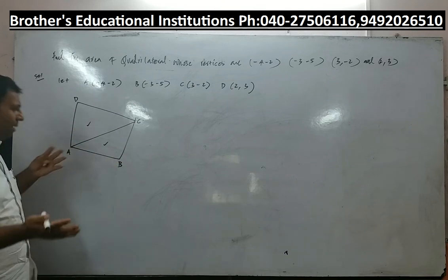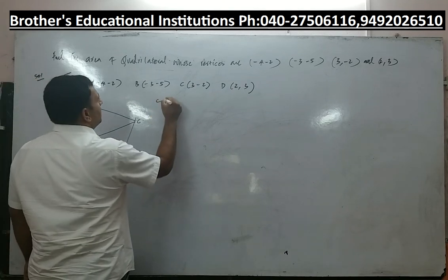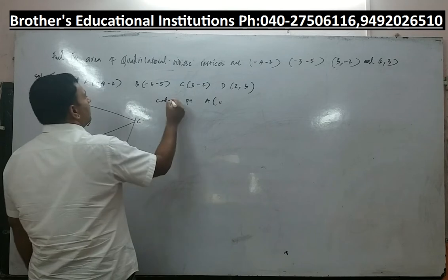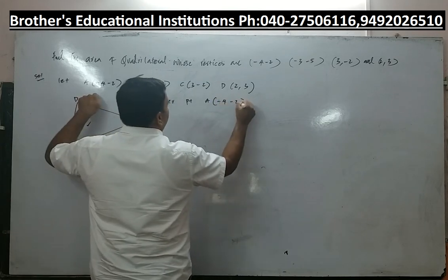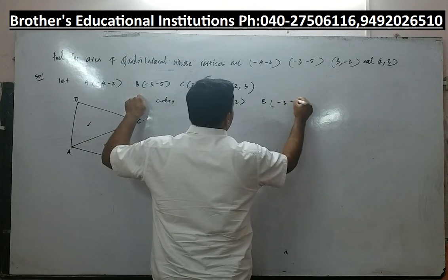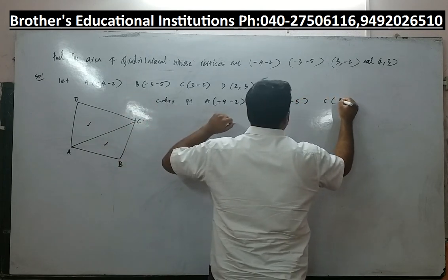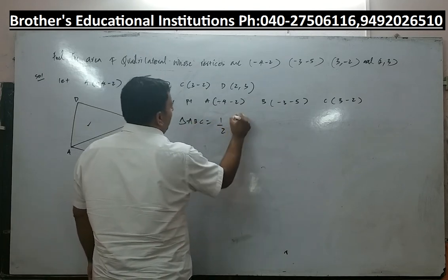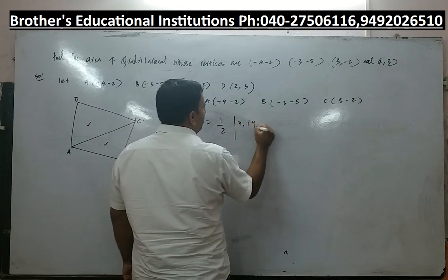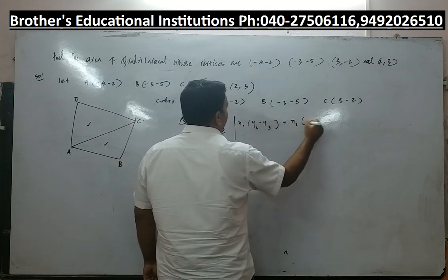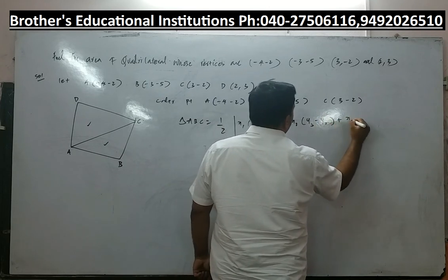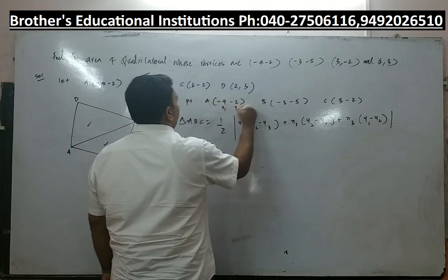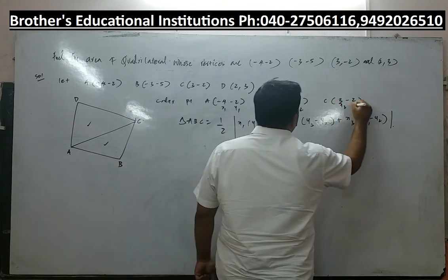So what am I going to do? I am going to apply the same formula. Consider points A, B, C. What is A? (-4, -2). What is point B? (-3, -5). What is point C? (3, -2). Now I find the area of triangle ABC. How do you find the area of triangle ABC? Half modulus of x1 into (y2 minus y3) plus x2 into (y3 minus y1) plus x3 into (y1 minus y2), under modulus. This is x1 y1, x2 y2, x3 y3.